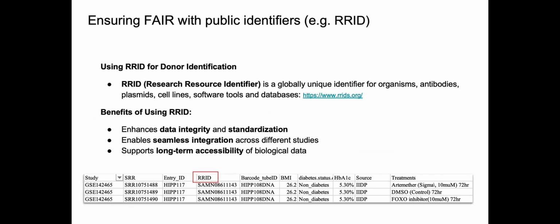To give an example, the research resource identifier, RRID, is a unique identifier that is used in dkNET, and we will also use it in our PanKgraph. That's really helpful to enhance data integration, standardization, and also long-term accessibility. So this is something we are really happy with.